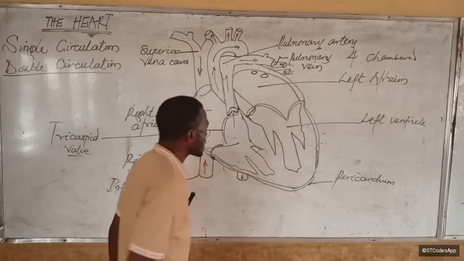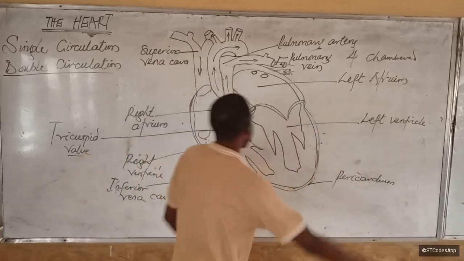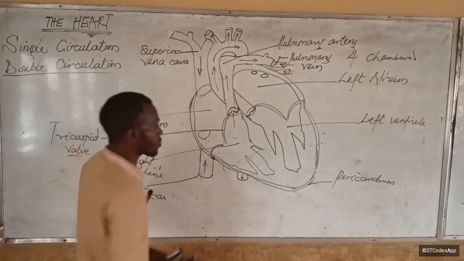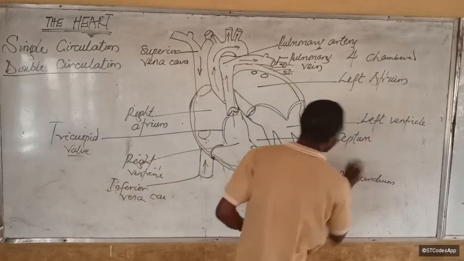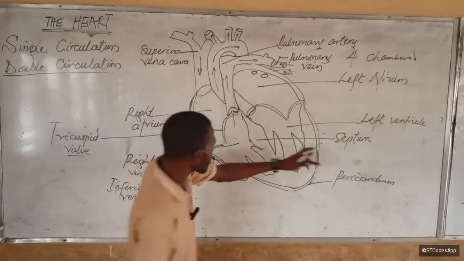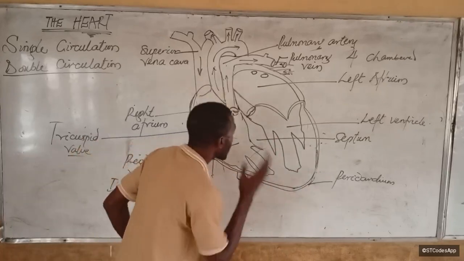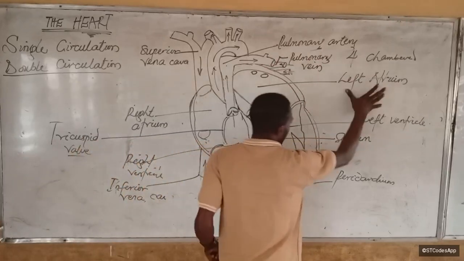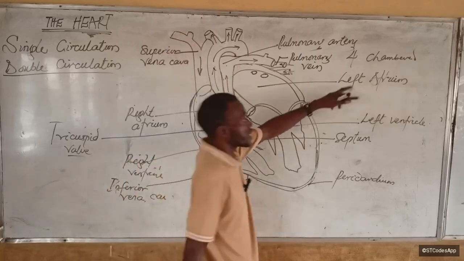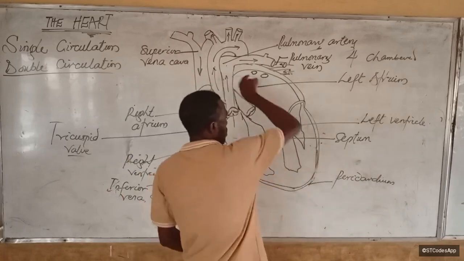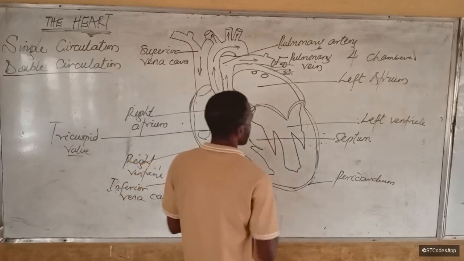So you will see that there is a distinction between the part that takes oxygenated blood and the part that takes deoxygenated blood, and that's why there is a partition here. It's known as the septum. The septum separates the two chambers. Is that okay? It is only the left atrium that receives what? Oxygenated blood. Never the right atrium. The left atrium receives oxygenated blood, and the oxygenated blood flows into the left ventricle.